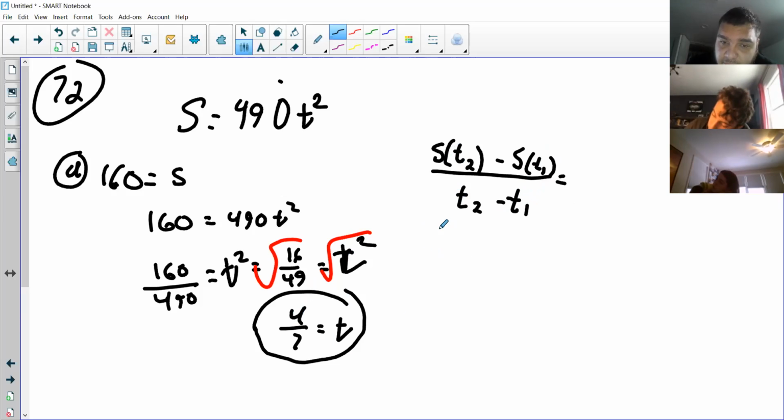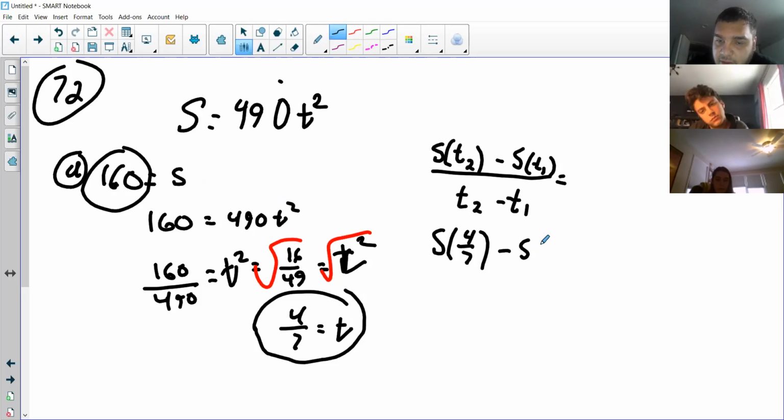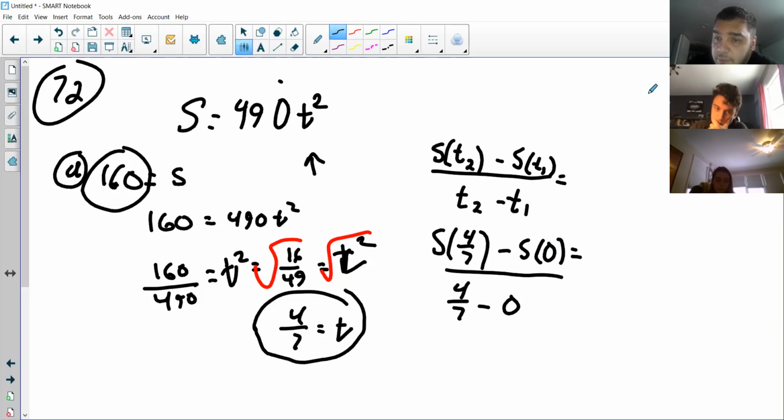So our final time is 4/7. So you would plug in 4/7 into this equation. But we already know what S of 4/7 is. They give us in the beginning, 160. Minus S at initial. Now, if your initial is 0, if we plugged in 0 into this equation, we would get 0 over 4/7 minus 0. So on the top, this becomes 160 because we know S of 4/7, and if you don't trust yourself, you could plug it back in. 4/7 squared times 490 will give you 160. Minus S of 0, which is 0, because it wasn't anywhere at the beginning, over 4/7 minus 0 is just 4/7.